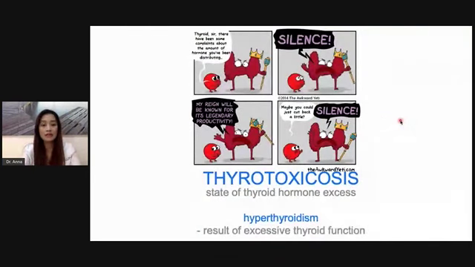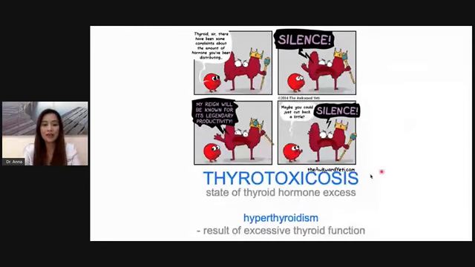Hyperthyroidism is sort of under thyrotoxicosis. Hyperthyroidism is a result of excessive thyroid function. You can have thyrotoxicosis without hyperthyroidism, or you can have thyrotoxicosis because of hyperthyroidism. So they're not interchangeable with one another.